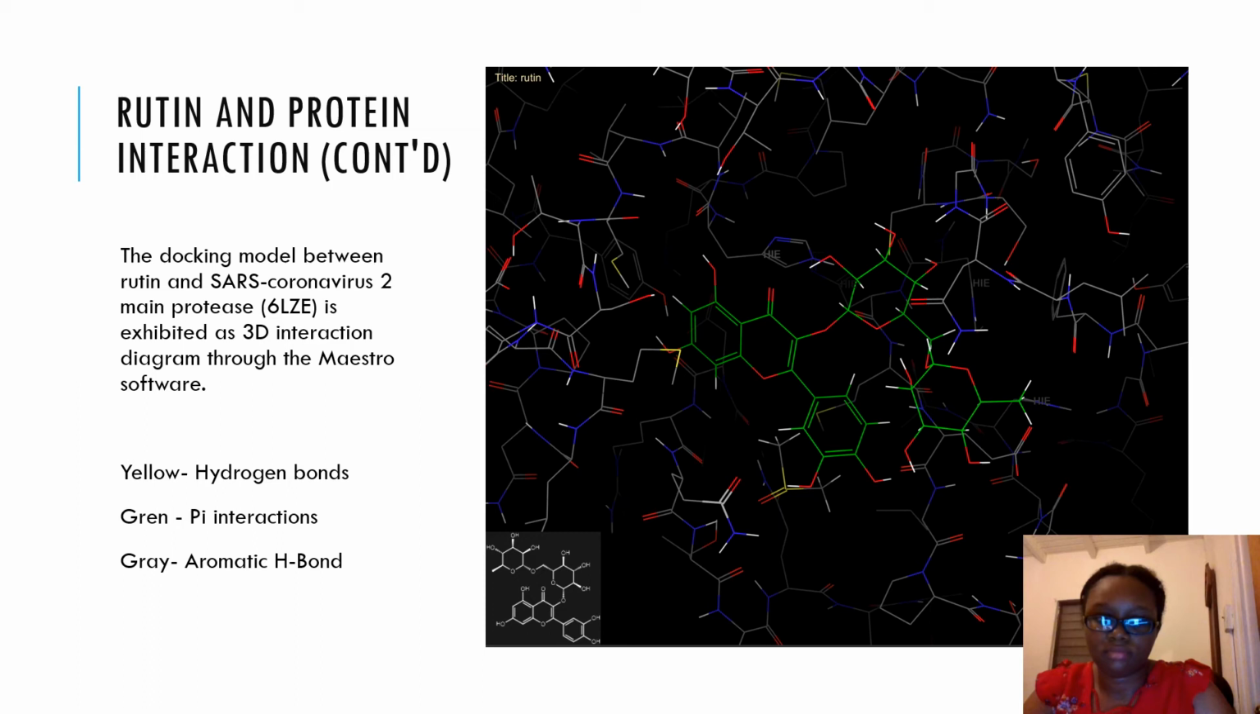The bonds that are attached to the rutin and protein consist of hydrogen bonds in the yellow, some pi interactions, and some aromatic hydrogen bonding. And this is the 3D interaction through the Maestro software.